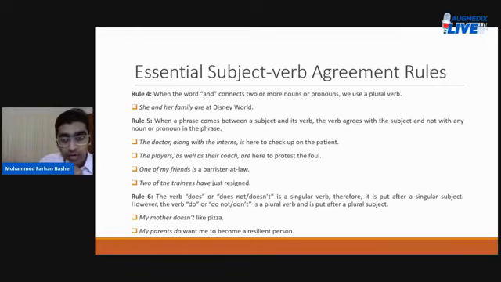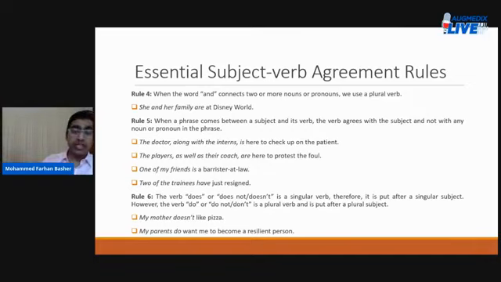Now, if you said are, right, that would be grammatically wrong. And you're not talking about all your friends. You're not talking about many of your friends, but you're talking about specifically one friend of yours, right? So one of my friends is a barrister at law, not are.